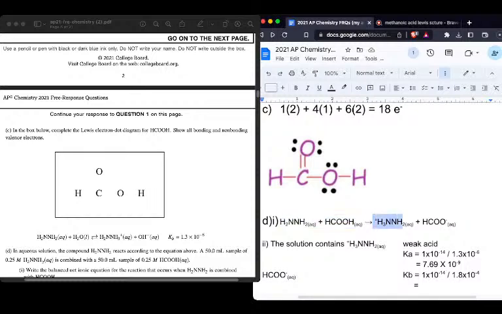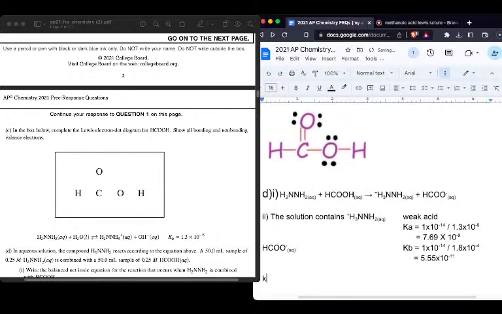So I want to know if this is more or less acidic than this is basic. So I need the Ka of this conjugate acid and the Kb of this conjugate base. I'm about to do that. 1 times 10 to the negative 14 divided by 1.8 times 10 to the negative 4, 5.55 times 10 to the power of negative 11. So the Ka of the conjugate acid is higher than the Kb of the conjugate base we made. And in fact, I'm going to say K of the conjugate acid we made.